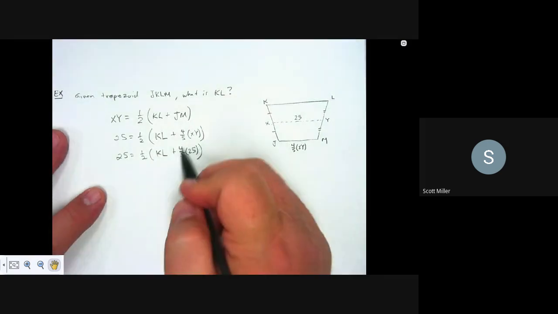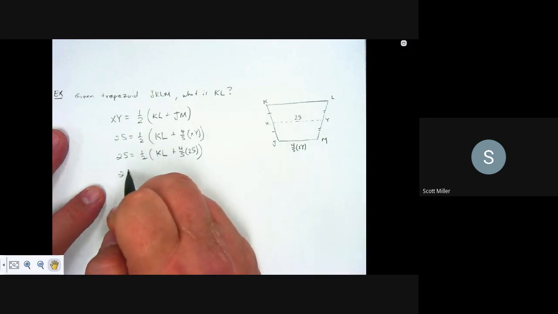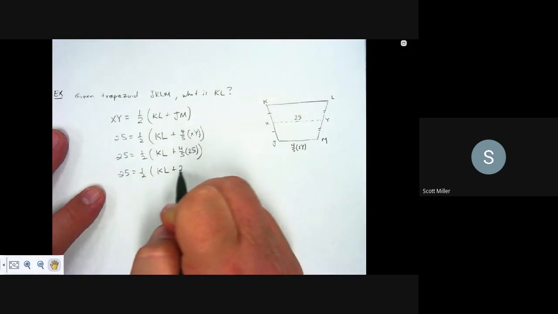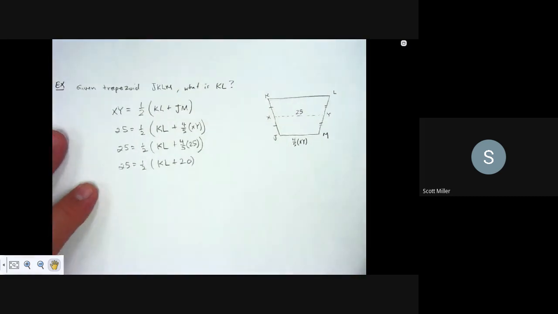Well, I can work that out. Okay. 5 into 25 is 5. 5 times 4 is 20. So I now have 25 equals 1/2 times KL plus 20. So it gets a little bit simpler now.